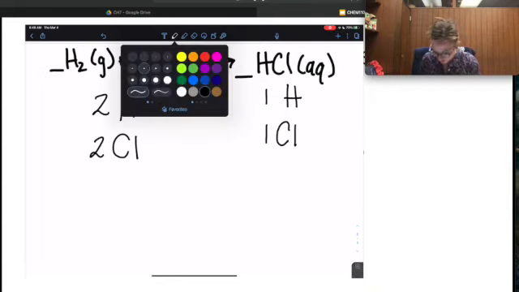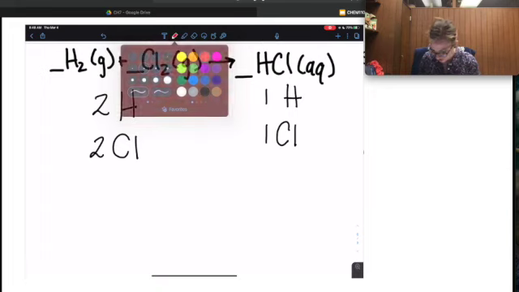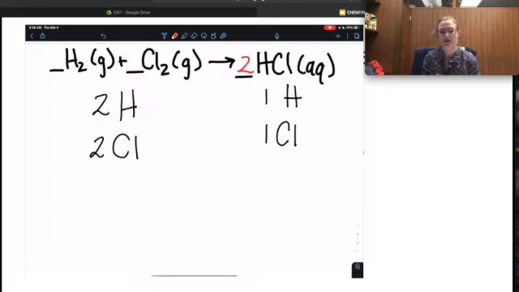So again, I'm going to see what happens if I add a coefficient of 2 in front of HCl. Well, I'm going to count up what I have. I know I haven't changed the reactants, so I still have 2 hydrogen atoms, 2 chlorine atoms. However, I did change the number of each I have in the products.